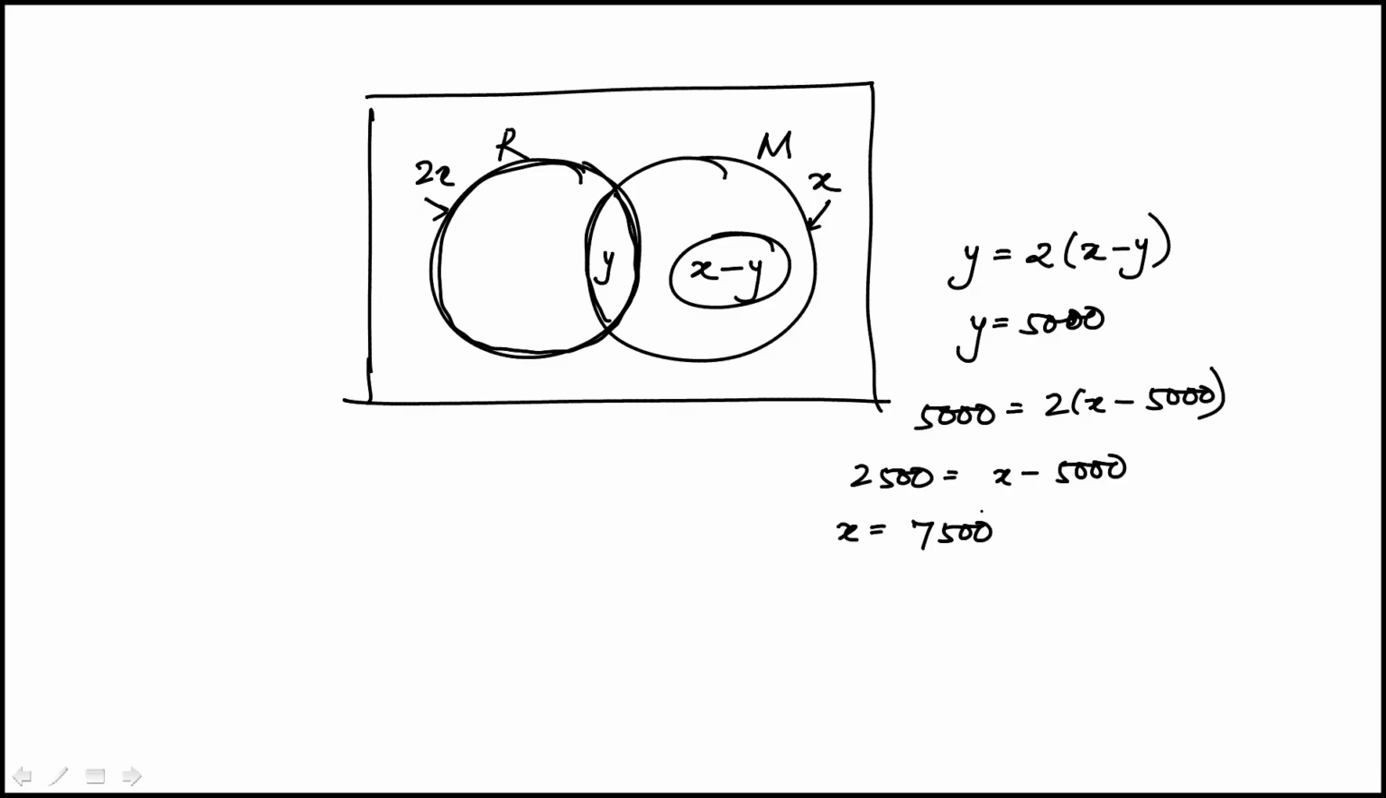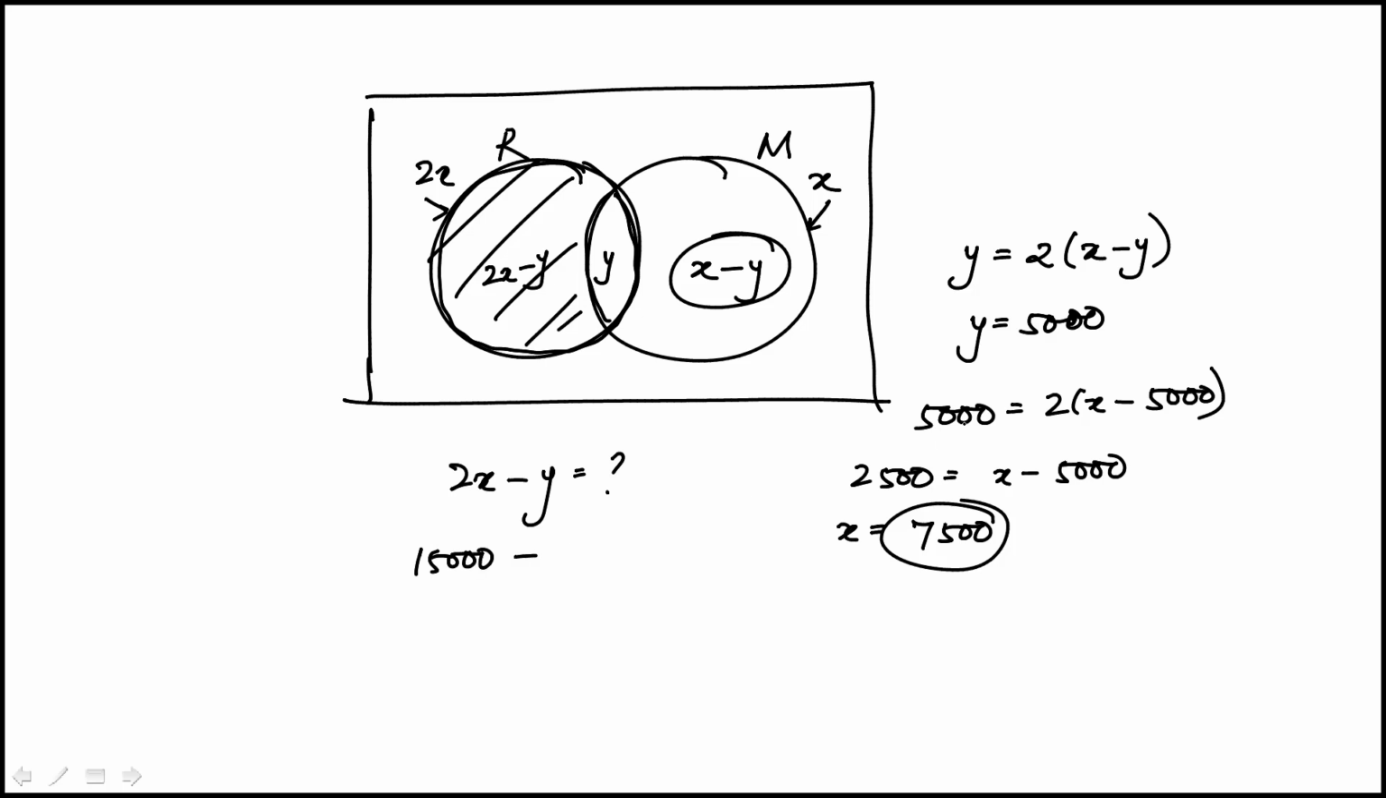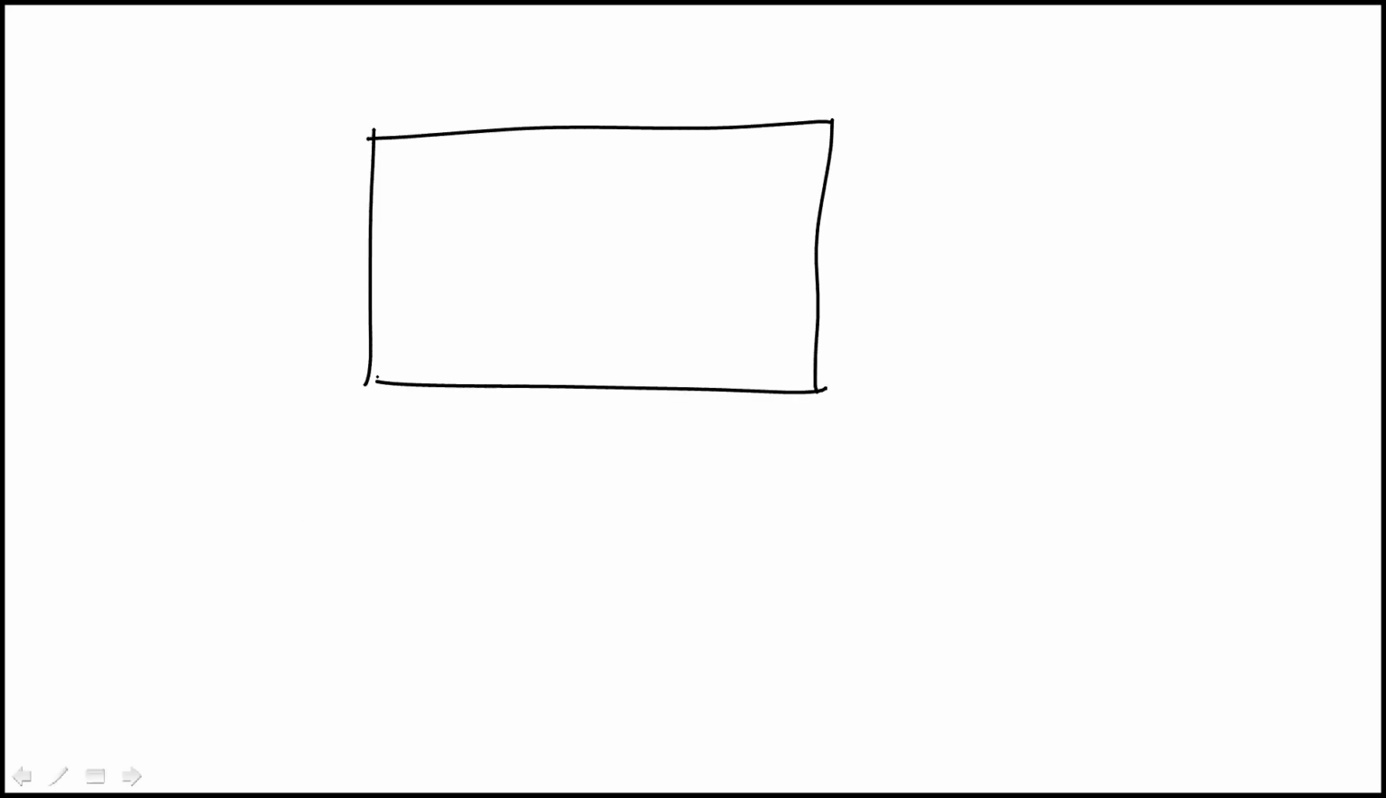So at this point, I'm going to read the question and see what they're asking. How many have been vaccinated only against rubella? So that, which is really 2X minus Y, is what I need. So 2X would be 15,000. And then Y is 5,000. So that's 10,000. Answer choice C.